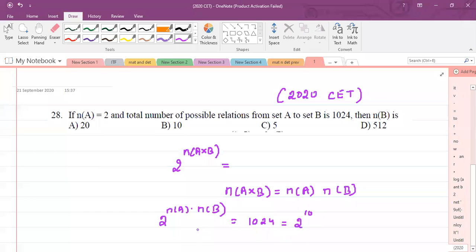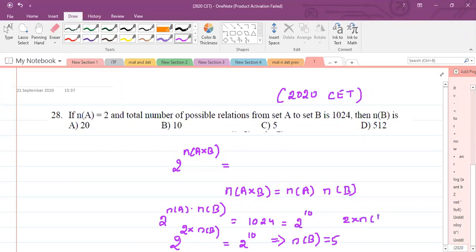Okay, and here 2 raised to, already 2 is there, into n of B, is equal to 2 raised to 10. So this implies n of B is equal to 5, because 2 into n of B is equal to 10. So I have explained this formula, but we are getting confusion. Option C it is.